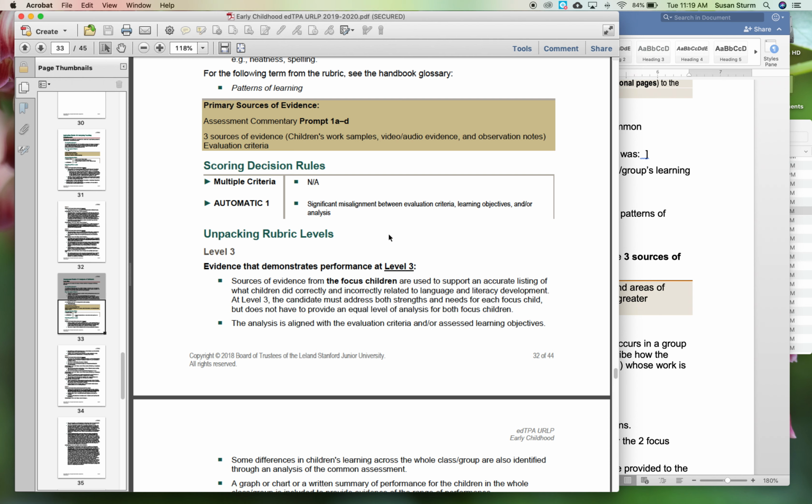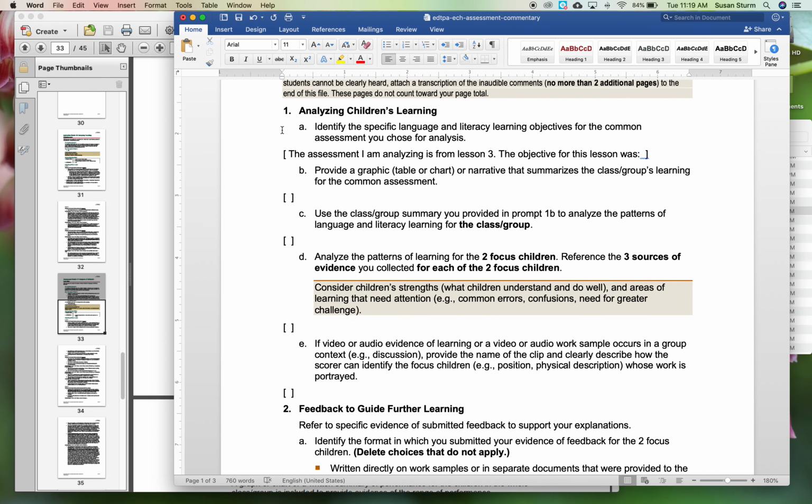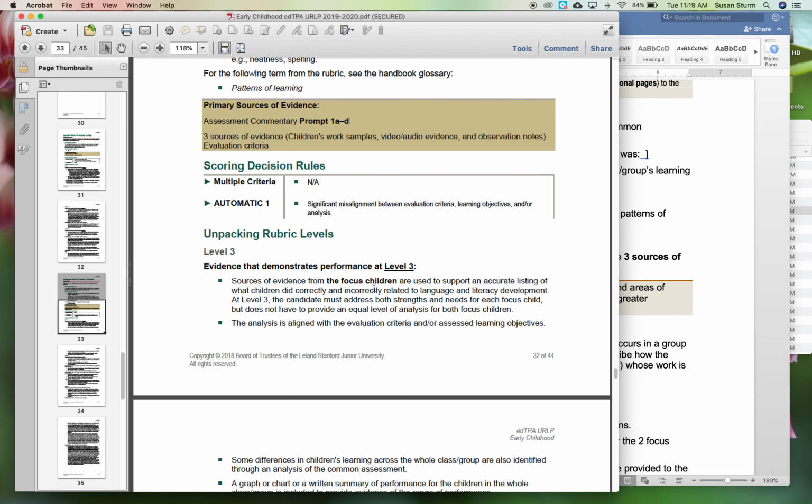So then at a level 3, this rubric is looking at prompts 1A through D. So all of these are on your first rubric. And the first one's pretty simple. The second one, a table or chart. So let's see what they're looking at for that analysis.